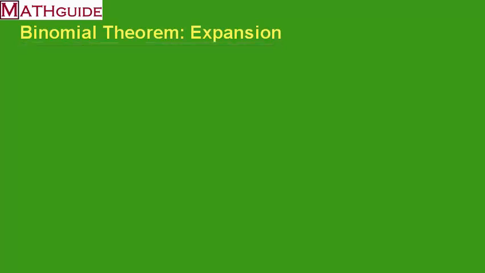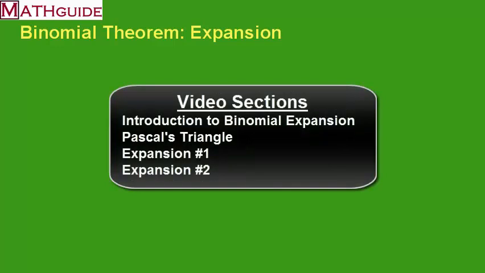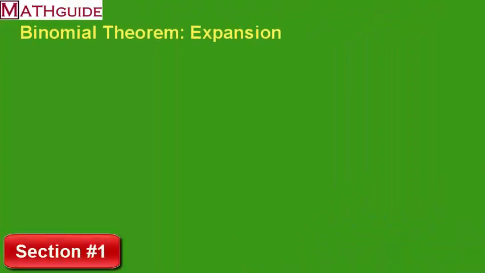In this video we are going to have 4 sections. Section 1 is an introduction to binomial expansion. Section 2 is Pascal's Triangle. Section 3 is a problem. We'll call it expansion number 1. And section 4 will be another problem we'll call expansion number 2. Okay, let's get started. Alright, this is section 1.